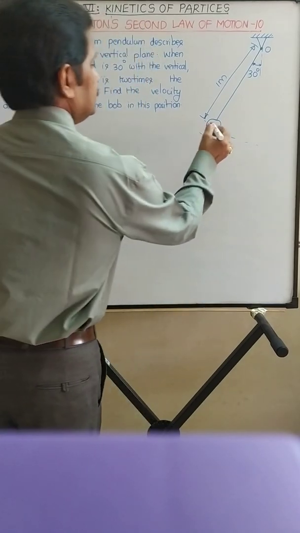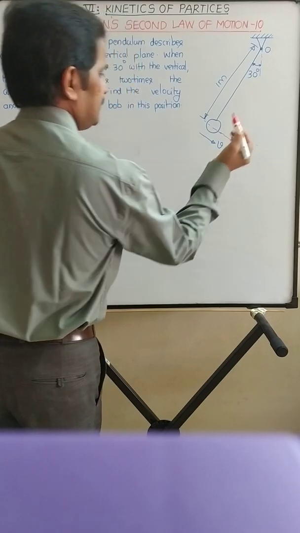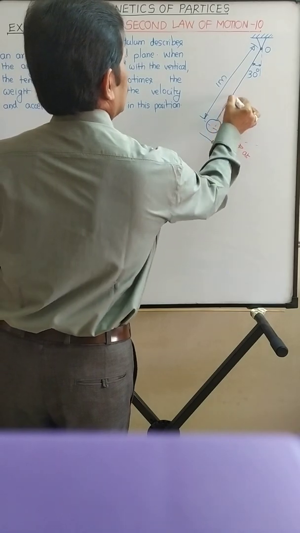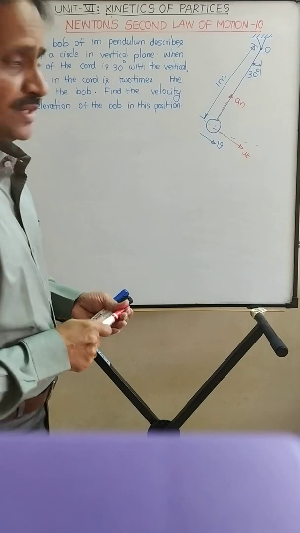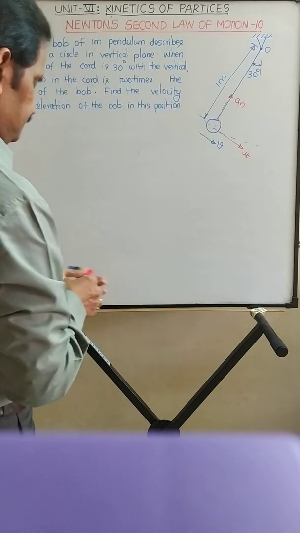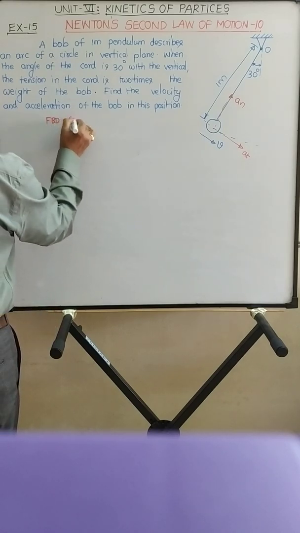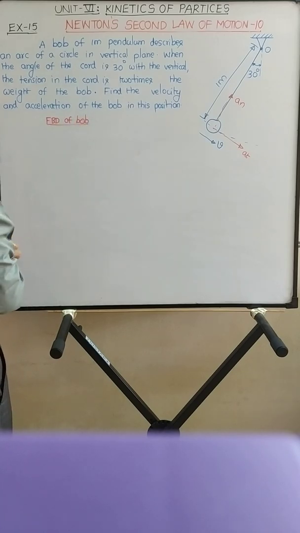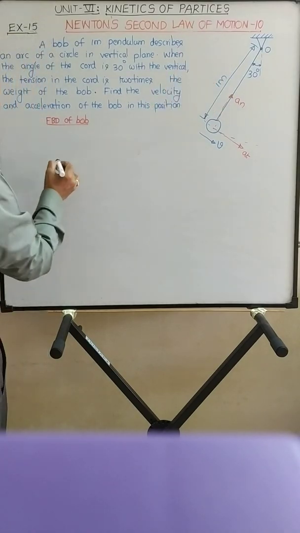So this bob is having a tangential component of acceleration, as it is swinging in a vertical plane, and a normal component of acceleration towards the center. So first let us draw the free body diagram of this bob. FBD of the bob at the position shown, when it is making an angle of 30 degrees with vertical.